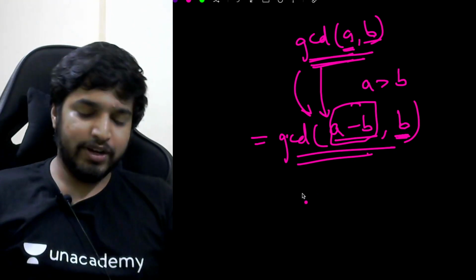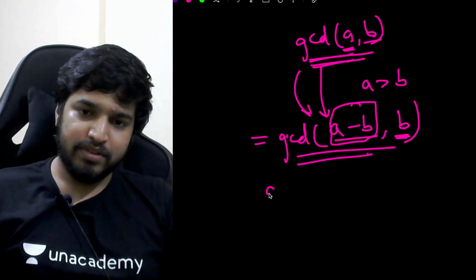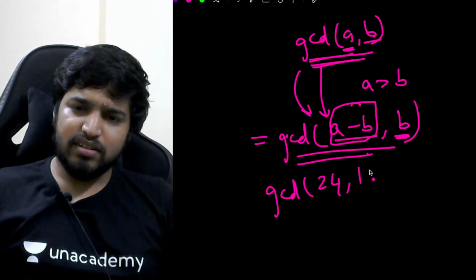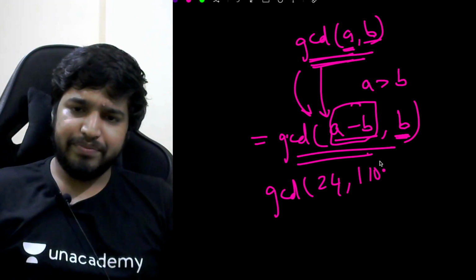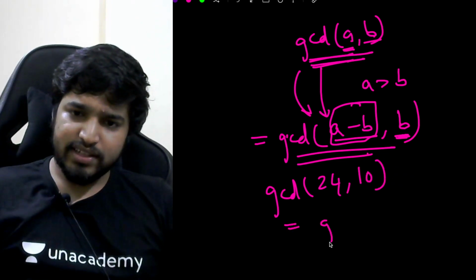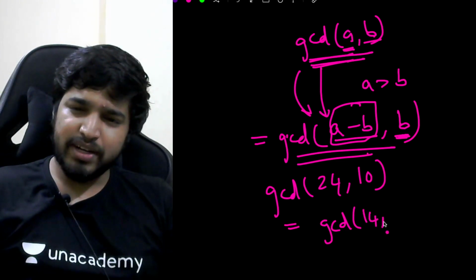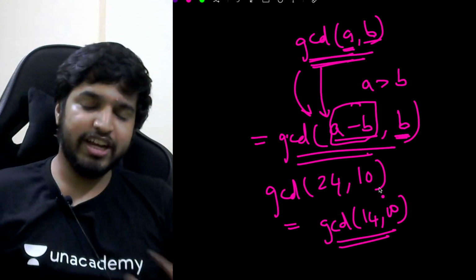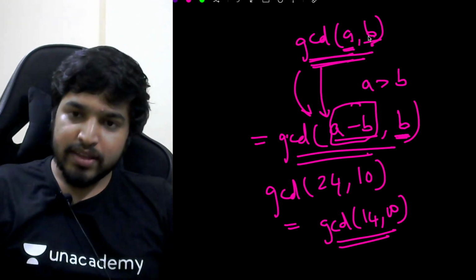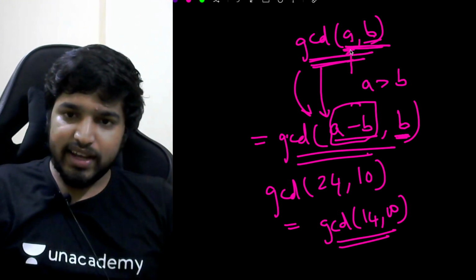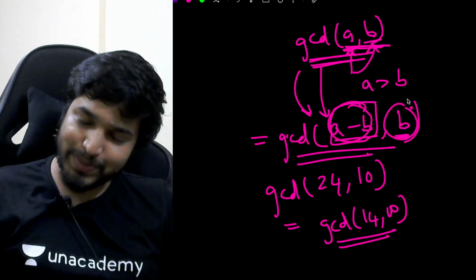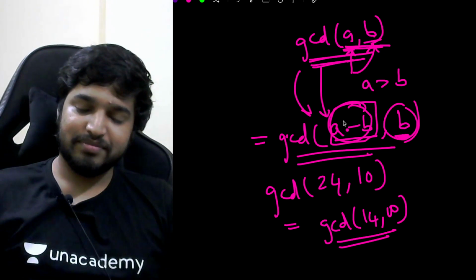If you want to verify it, take an example. GCD of 24 and 10 is also the same as GCD of 14 and 10. And it's going to work because the GCD divides A and the GCD divides B, so it's going to divide A minus B and B as well. It's very simple.